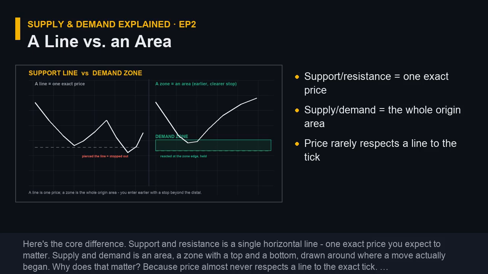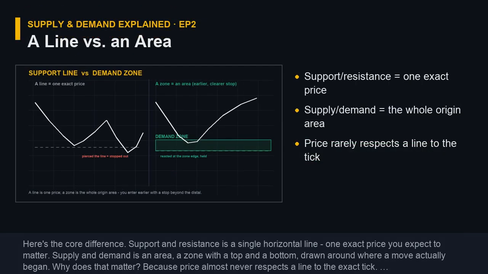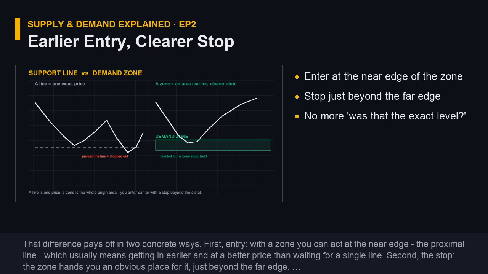Support and resistance is a single horizontal line, one exact price you expect to matter. Supply and demand is an area, a zone with a top and a bottom, drawn around where a move actually began. Why does that matter? Because price almost never respects a line to the exact tick. It overshoots, it undershoots. A zone gives price room to react anywhere inside the area, instead of forcing you to guess one perfect price. That difference pays off in two concrete ways.